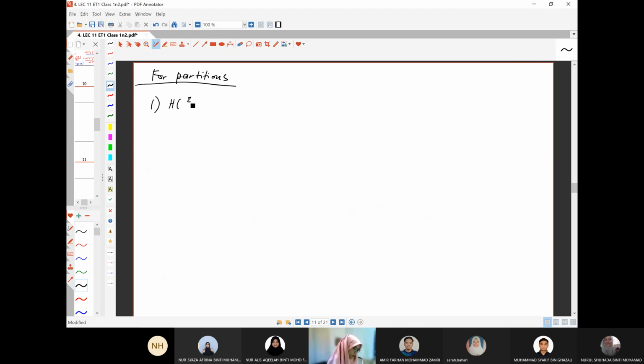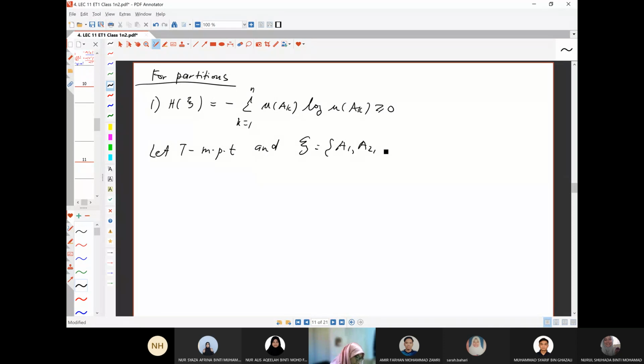Now for the entropy of psi, this is equals to the formula lah, minus the sum of k from 1 until n of mu Ak log mu Ak. They must be positive or apa tu? Non-zero, bukan zero. They are non-negative. So let T be the measure preserving transformation and psi a partition that has n elements.